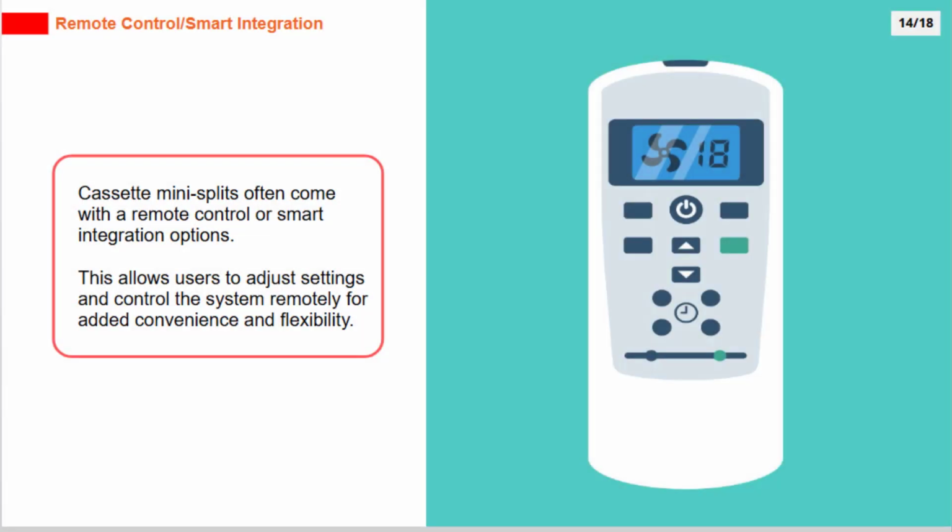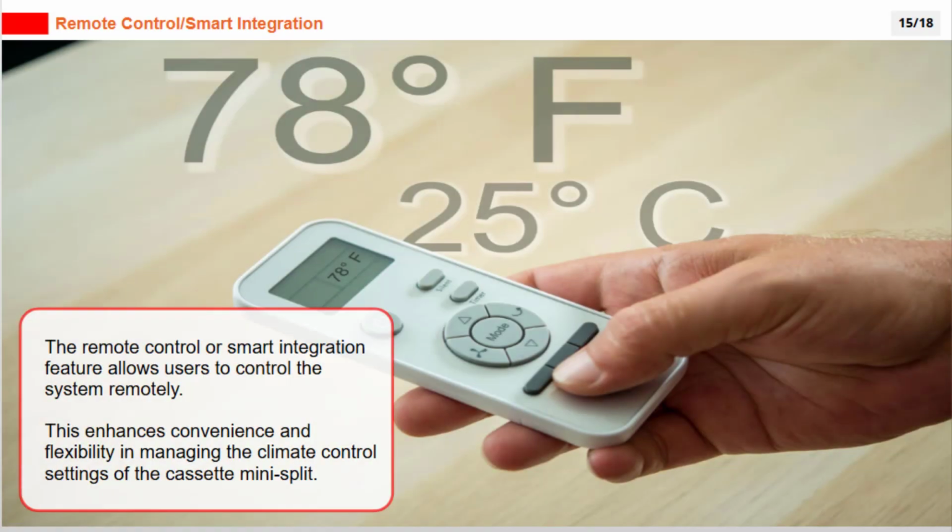Cassette mini-splits often come with a remote control or smart integration options. This allows users to adjust settings and control the system remotely for added convenience and flexibility. The remote control or smart integration feature enhances convenience and flexibility in managing the climate control settings of the cassette mini-split.